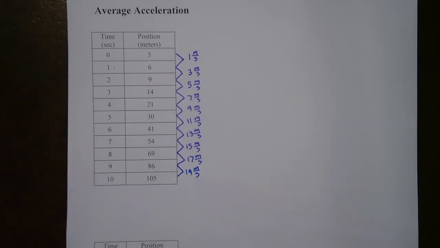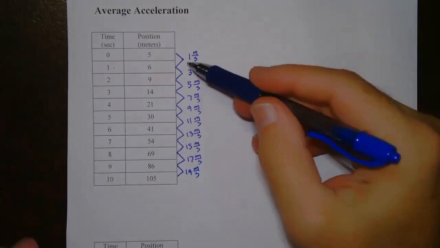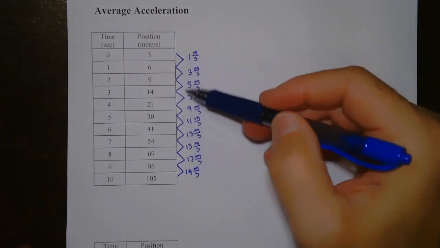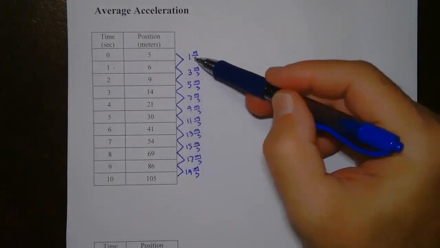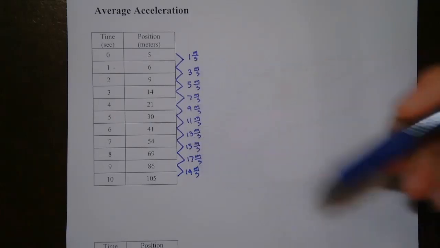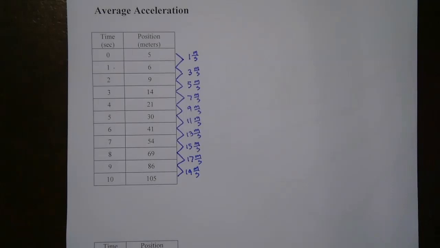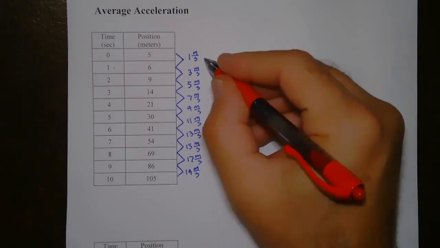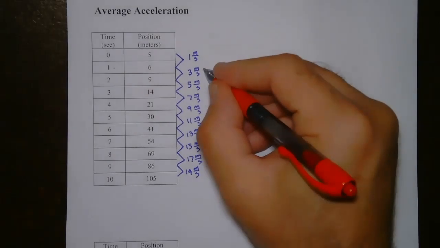Okay, so if you look at this, as time went by, look what happened to our average velocities. They were increasing, right? And they were increasing at a constant rate. So the velocities were increasing each second. So if you look, this is called the second differences in mathematics, okay?